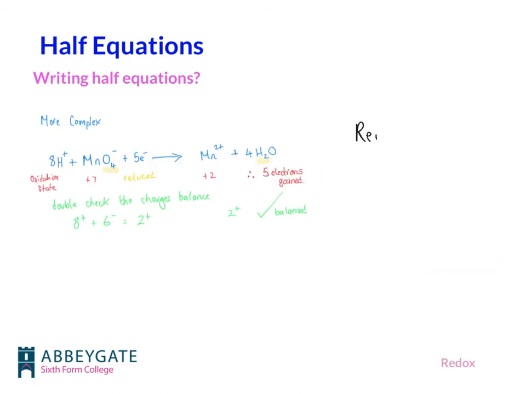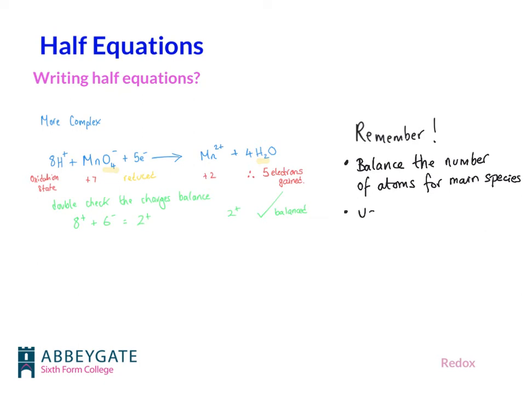So this would be a good point to recap some of the key points on how to do the balancing of half equations. One of the first things you need to do is remember to balance the number of atoms in the main species. So in this one we checked that there was 1 manganese on both sides. Step 2 was looking at using the oxidation states of the main species to check whether it's oxidation or reduction, and also to work out how many electrons have been lost or gained.